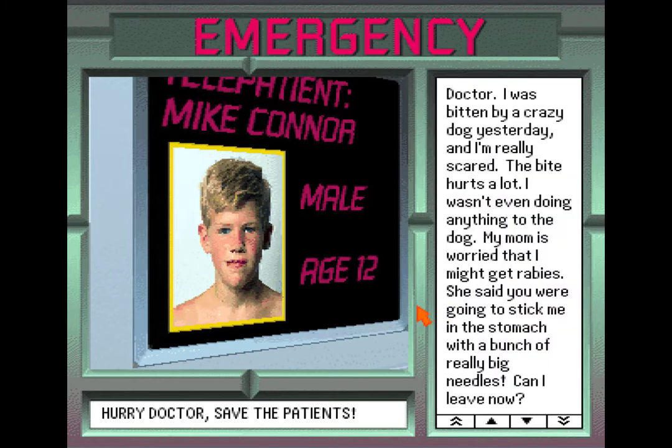Doctor, I was bitten by a crazy dog yesterday and I'm really scared. The bite hurts a lot. I wasn't even doing anything to the dog. My mom's worried I might get rabies. She said you were gonna stick me in the stomach with a bunch of really big needles. Can I leave now?